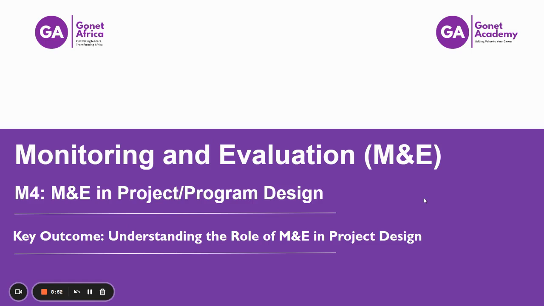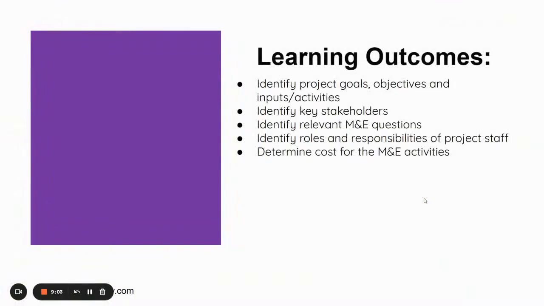However, for today, we are going to look at project design, which is specifically the beginning phase of the project, or starting the project. So we're going to have key objectives from this lesson today. One is we're going to learn how to identify project goals, project objectives, and the project inputs and activities. We'll also learn how to identify key project stakeholders, which are very important in project design. We will also explore the 7 relevant M&E questions that you need to ask when designing every project.